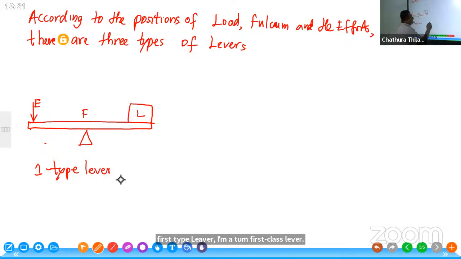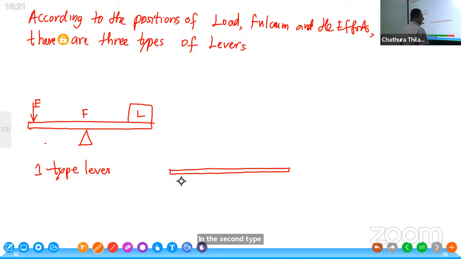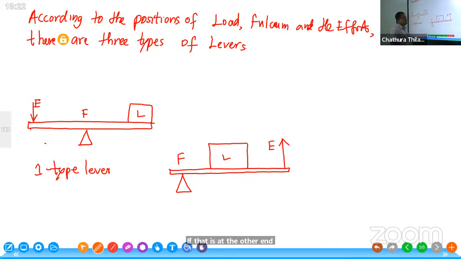In the second type levers, the fulcrum is at one end, the load is at the center, the effort is at the other end. The arrowhead shows the direction of the effort. Here, the second type lever.